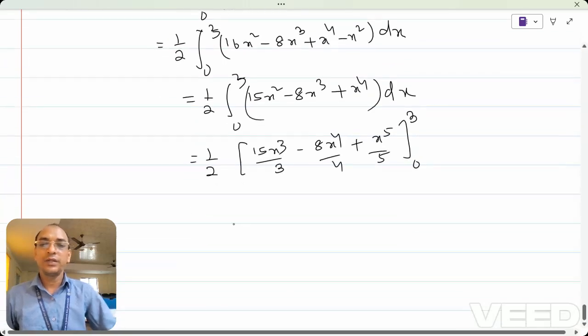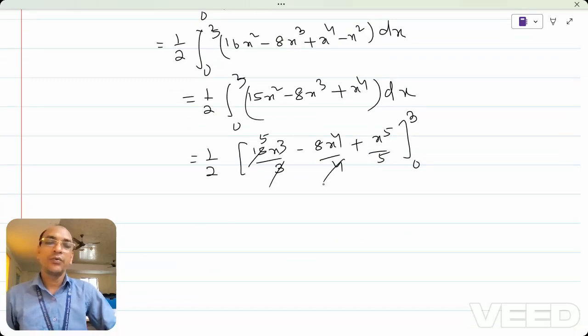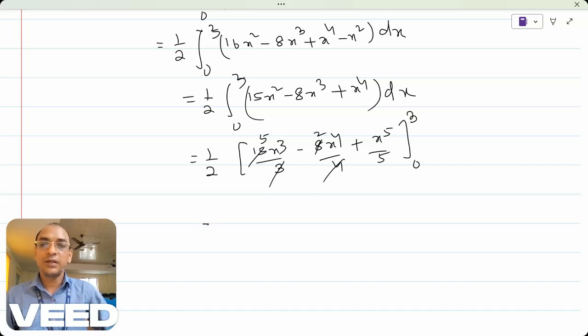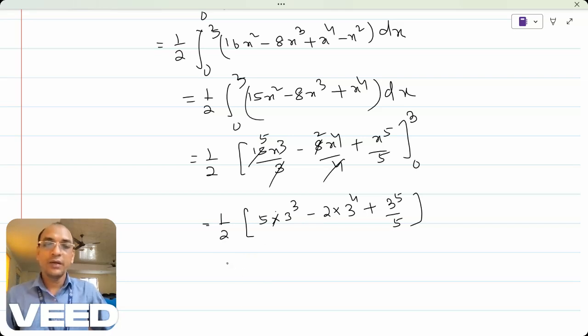So you can simplify it. Here 3 into 5 is 15, and 4 into 2 is 8. And so what will be the thing here, you will get 1 by 2, 5 into 3 to the power 3 minus 2 into 3 to the power 4 plus 3 to the power 5 by 5. You simplify it and you get the answer.